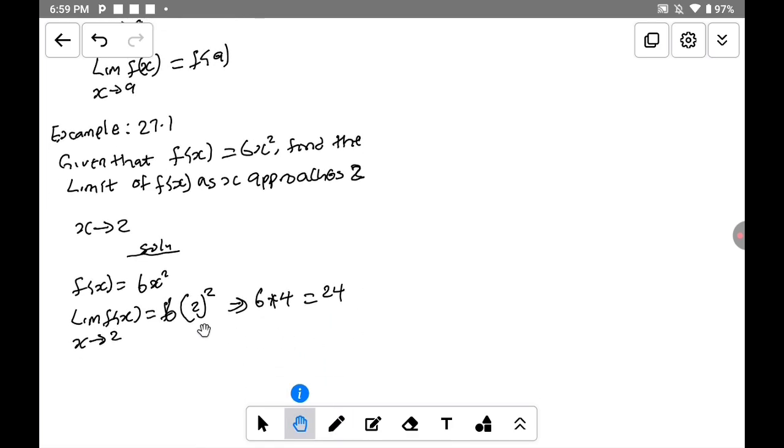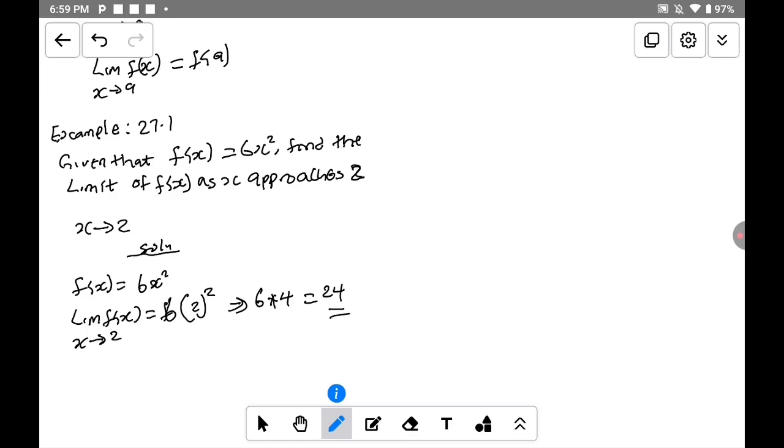So that means that when you have this expression here, the answer is equal to 24. That's as simple as that. That is how you solve this question. Hope you get it. That is how I solved this question.